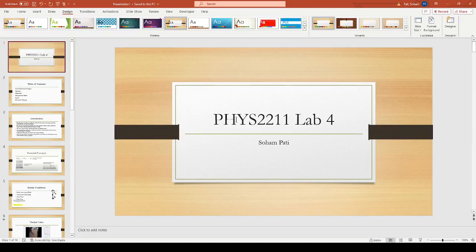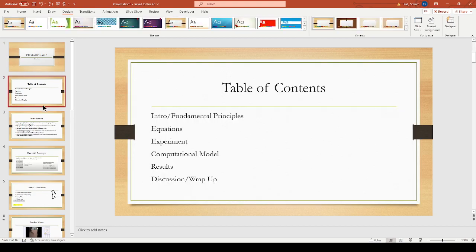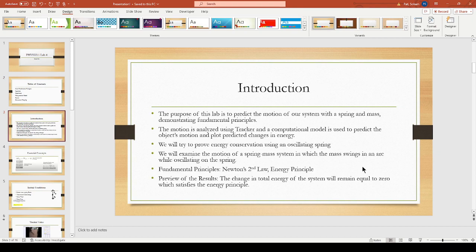Alright, so this is Lab 4 of Physics 2211, which is oscillations. The table of contents includes the introduction, equations, experiment, computational model, results, and discussion or conclusion. In the introduction, the purpose of this lab is to predict the motion of our system with the spring and mass, demonstrating fundamental principles.